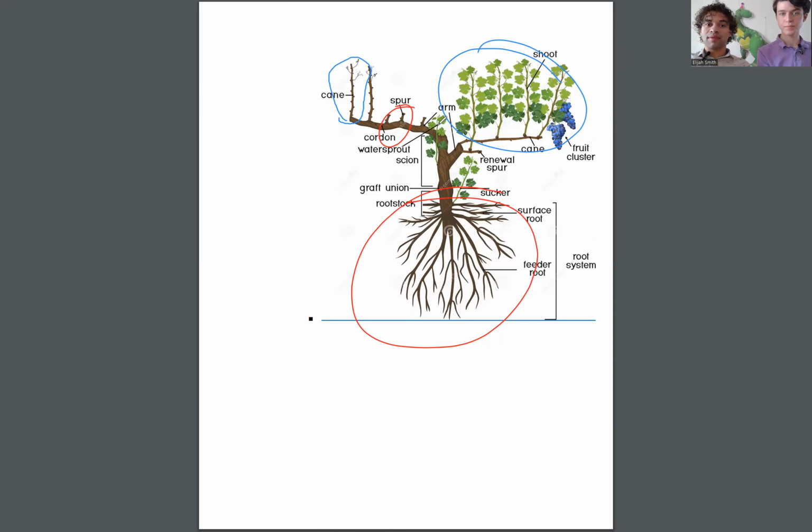What else do we have to talk about? We're talking about the graft, right. The graft union, yeah, right in here. That's where your plant surgery would happen. It's almost like a scar on the plant. And off your cane, you have your fruit, and that's this year's product. Yeah, pretty much.